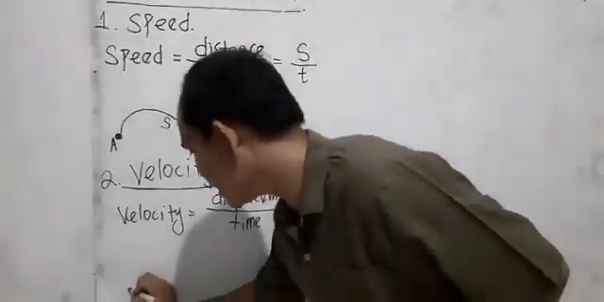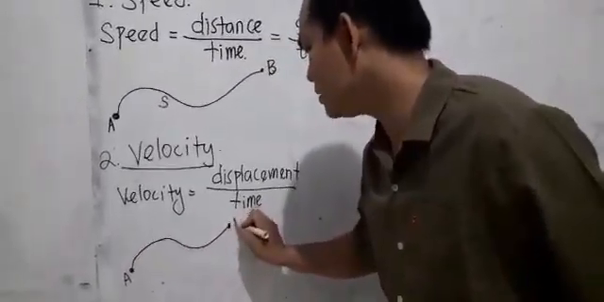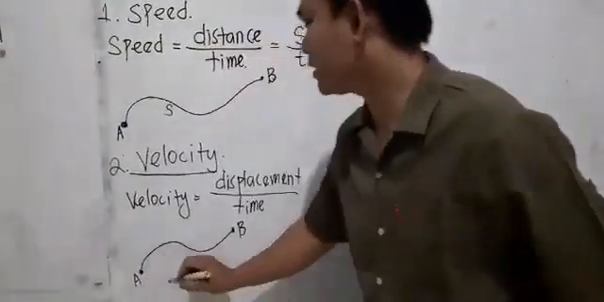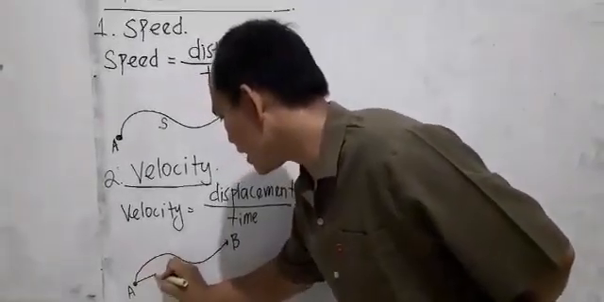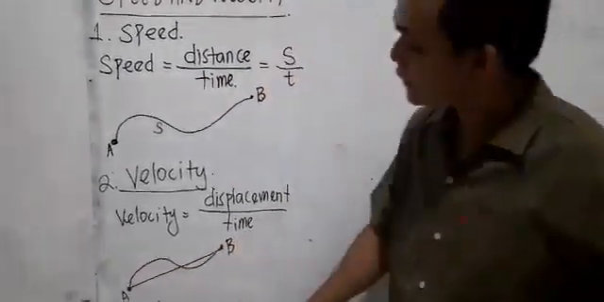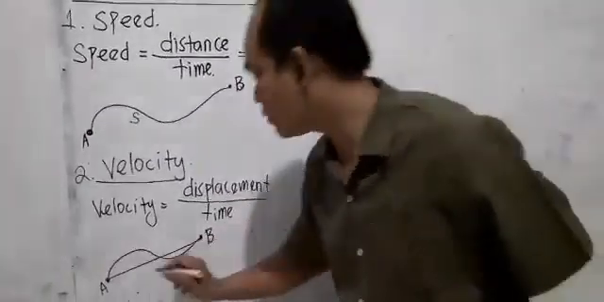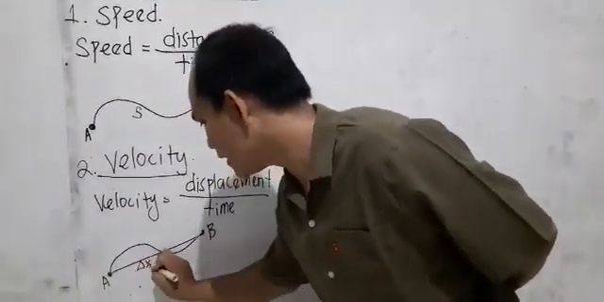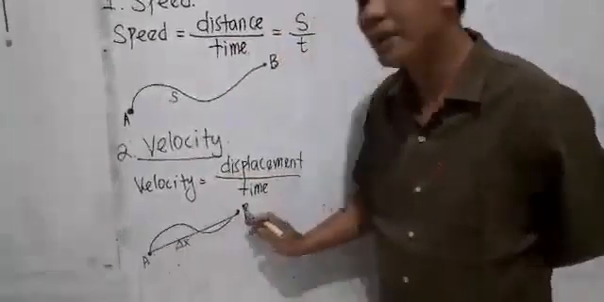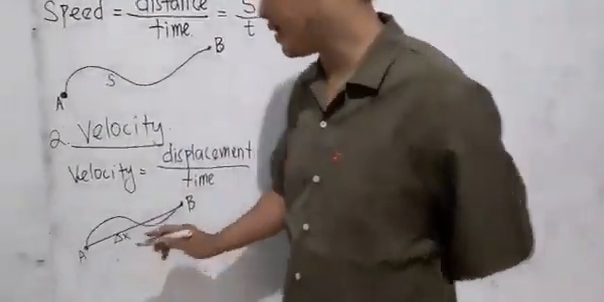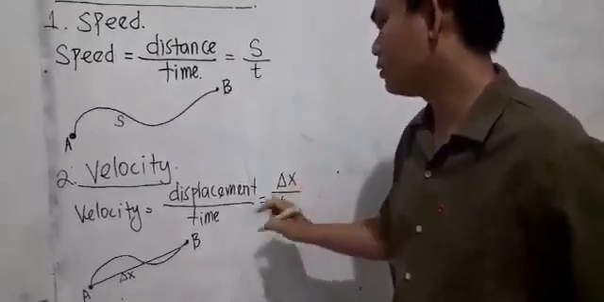For example, you travel from point A to point B in this way, and then you reach point B in a straight line. If you travel from point A to point B in a straight line, then you will get displacement. So displacement is the whole length of the straight line from point A to point B. This is displacement, or delta x. So we usually use delta x divided by time to make it short.